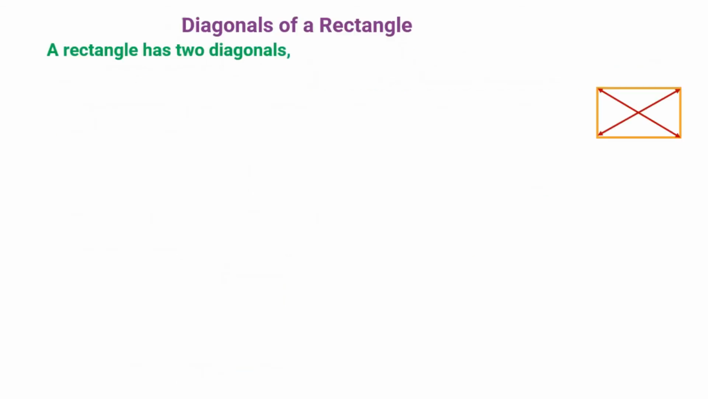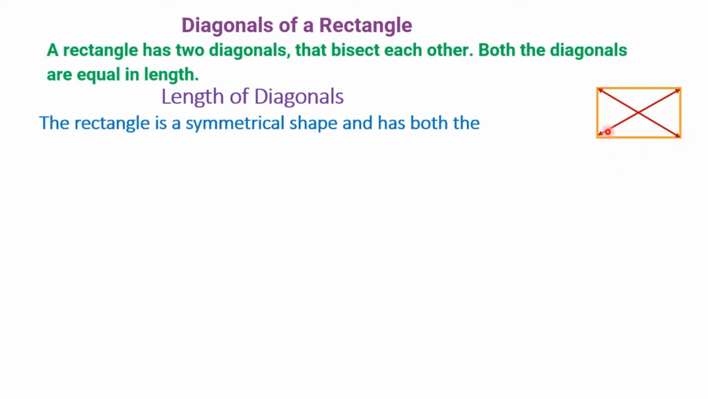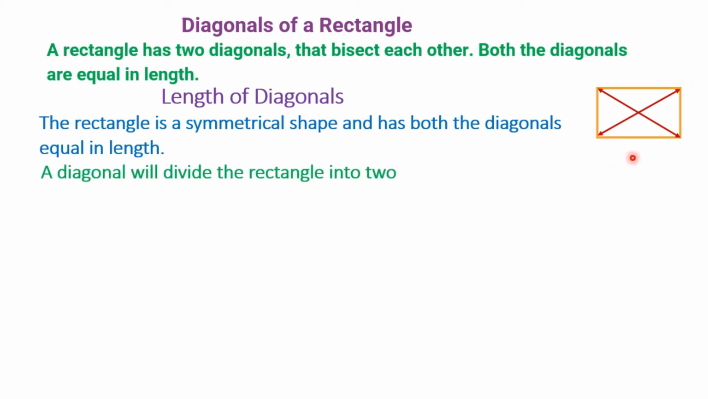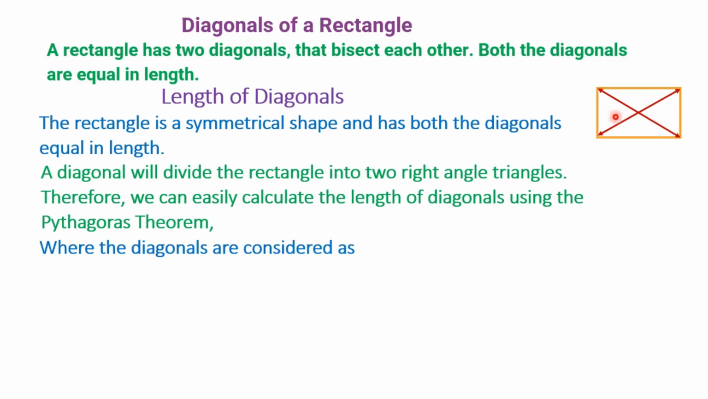Diagonals of a rectangle. A rectangle has 2 diagonals that bisect each other. Both the diagonals are equal in length. Length of diagonals. The rectangle is a symmetrical shape and has both the diagonals equal in length. A diagonal will divide the rectangle into 2 right angle triangles. Therefore, we can easily calculate the length of the diagonals using the Pythagoras theorem, where the diagonal is considered as the hypotenuse of the right triangle.